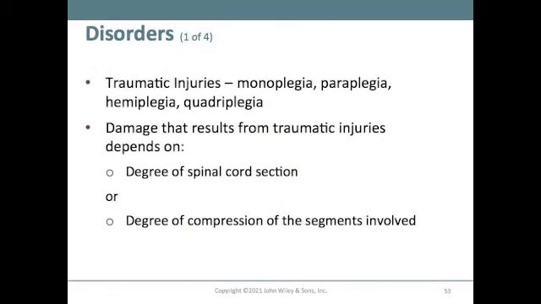Disorders of the spinal cord and the spinal nerves. So traumatic injuries can cause monoplegia, paraplegia, hemiplegia, and quadriplegia. The damage that results from traumatic injuries depends on the degree of the spinal cord section or the degree of the compression of the segments involved.